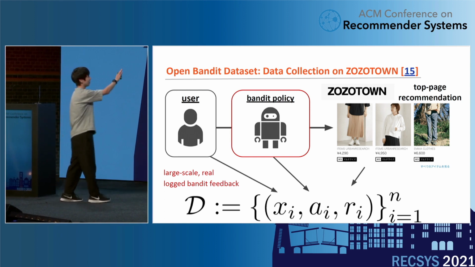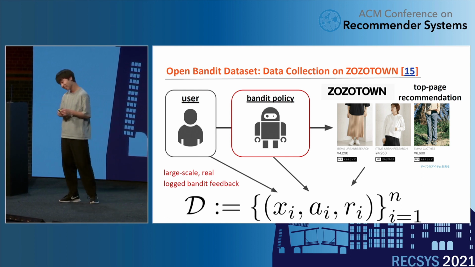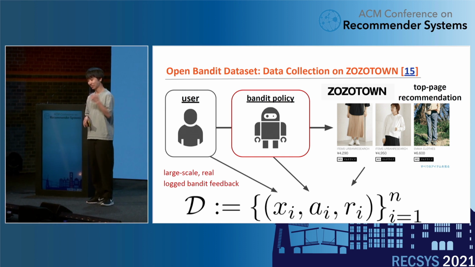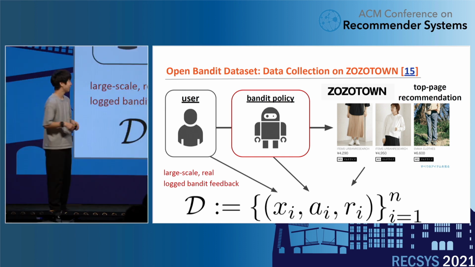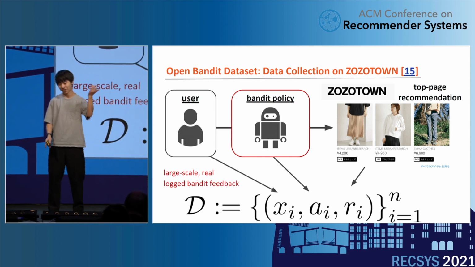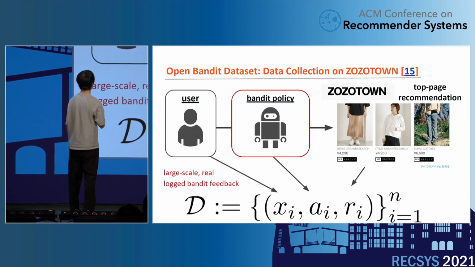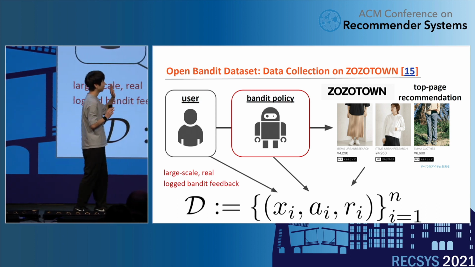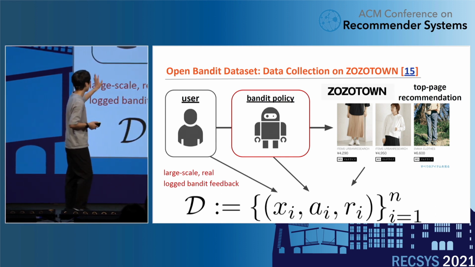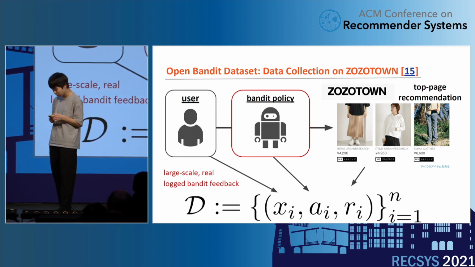We collected the data from the Zozotown platform. This is a very famous, I think the largest fashion e-commerce platform in my country. I never use it. I just use the platform for the data collection purpose. But I think this is very famous and popular among young Japanese women. There was a very famous former CEO. That's the reason. But the important point here is that we learned some bandit policies to make the top page recommendation interface, and we collected some context and action choices by the logging policies and click indicators as rewards.